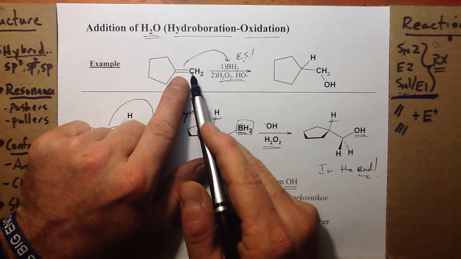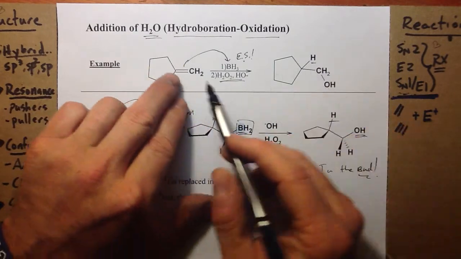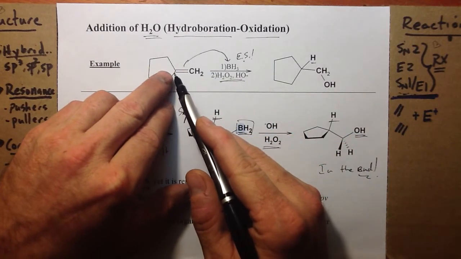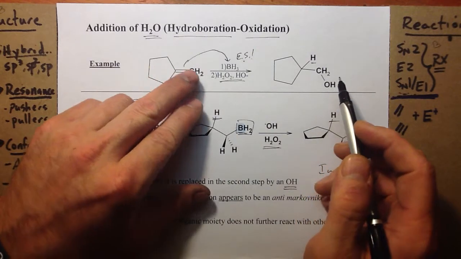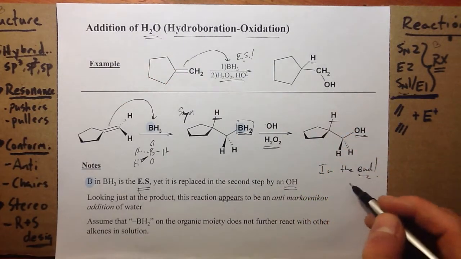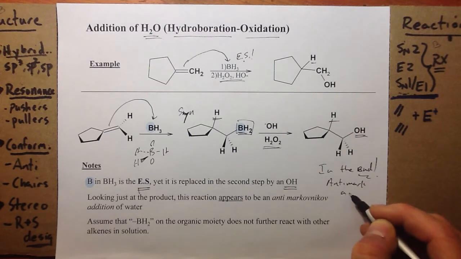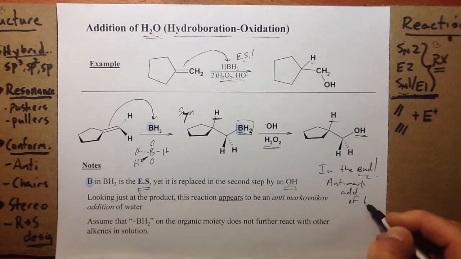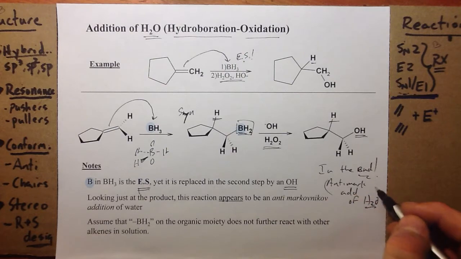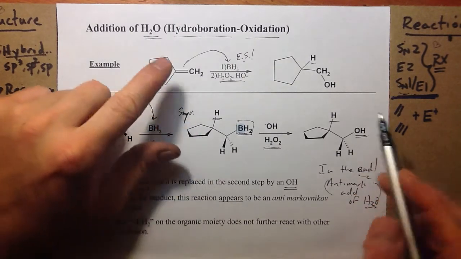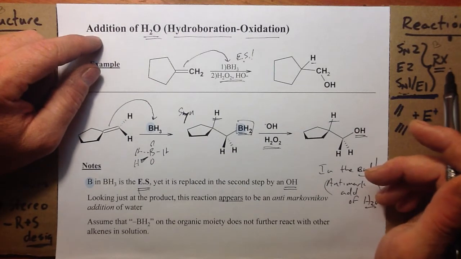It appears as if the proton in water, if we look at the product, went to the carbon with the least hydrogens, and the OH went to the carbon with the most hydrogens. But it's just an appearance in anti-Markovnikov. So in the end, it's anti-Markovnikov addition of water. But mechanistically, it wasn't. So it's kind of hard for students to understand, but we're just saying from beginning to end, we call it an anti-Markovnikov addition of water.